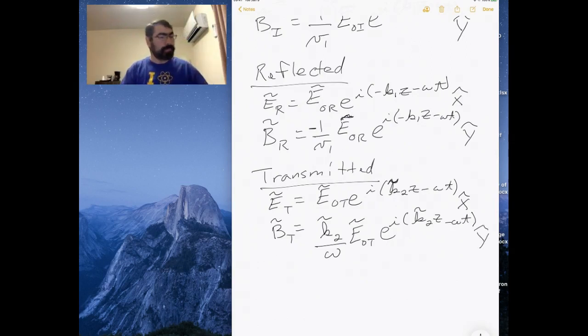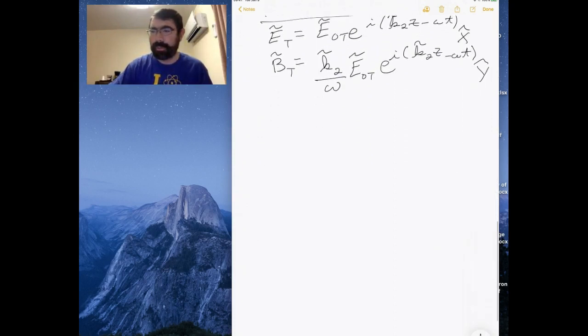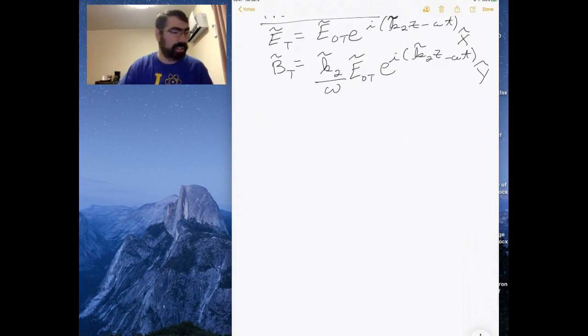Okay, so now we've got all of our waves written out, all the different components. And now what we're going to do is apply this specific case of polarization in the x direction, propagation in the z direction to our boundary conditions. So now we can simplify our boundary conditions again by saying that there is no perpendicular component to the electric field. It's in the x direction, so it's basically in the interface.